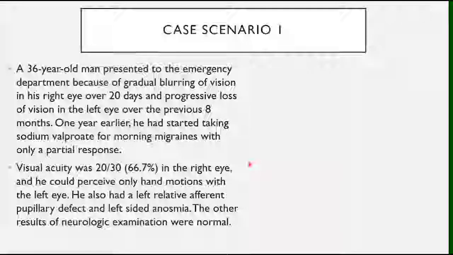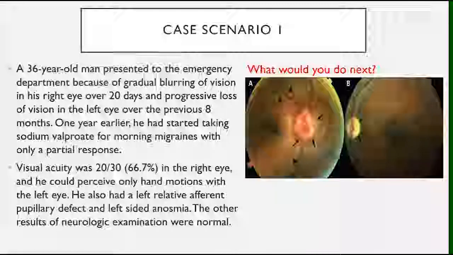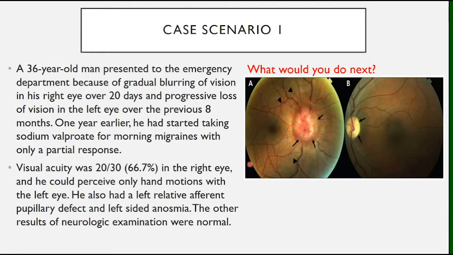Then, what's the pupillary size? Are they dilated? No, they're normal. Everything else is normal. So fundoscopy? This is the fundoscopy, A being the right eye and B being the left eye. So somebody interpret for us the fundoscopy findings.